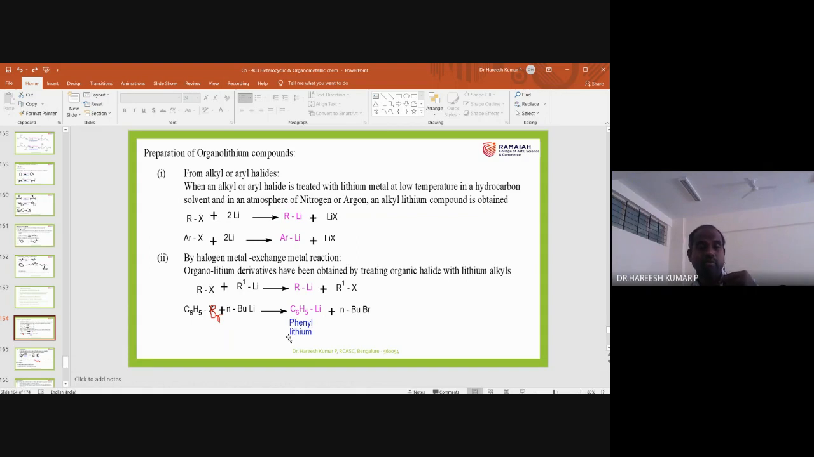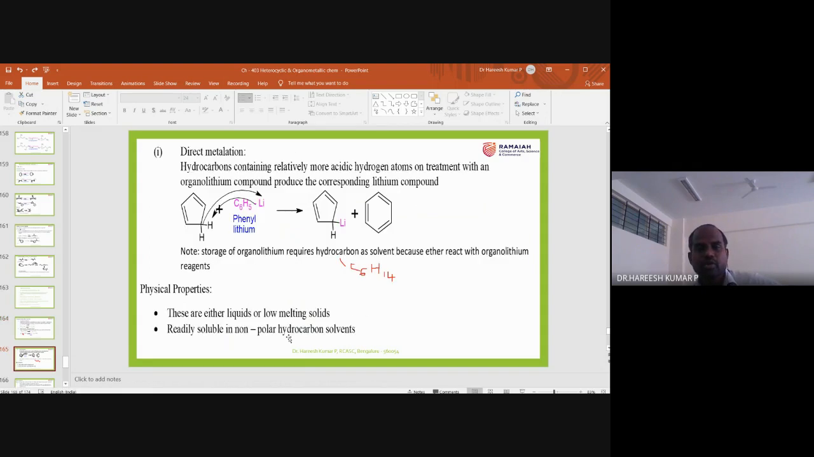Argon is better. Why? Because nitrogen also contains some extent of moisture. That is the reason. So these are the two methods of preparation of organolithium. With this, I will go to the third one.